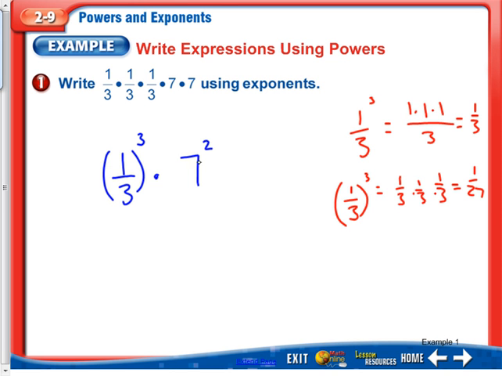With a whole number, you don't really have to do that. You can if you want. You could put parentheses around the 7, but you don't need to because this means 7 times 7, or 49. Now, it didn't say to evaluate. It just says write it. So we're actually done with this problem at this point.